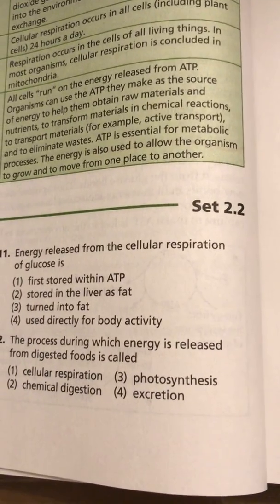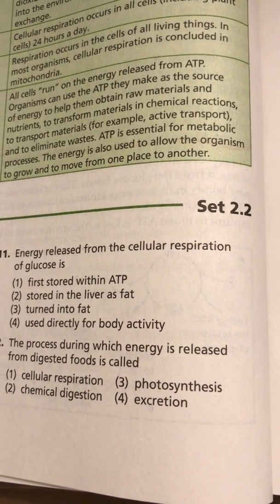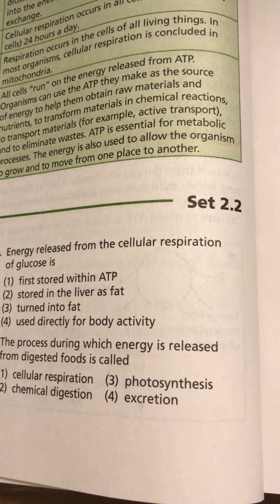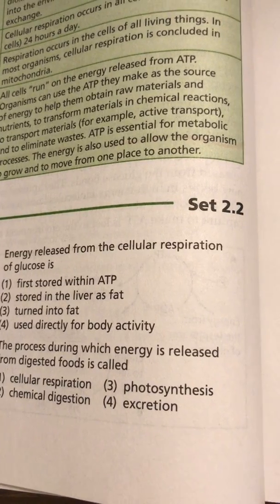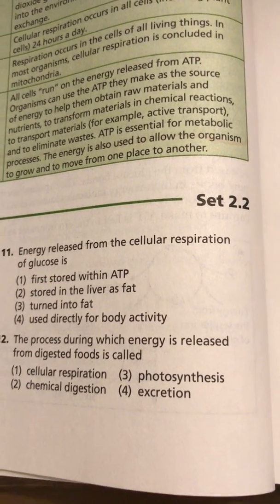Number 11. Energy released from the cellular respiration of glucose is 1. First stored within ATP, 2. Stored in the liver as fat, 3. Turned into fat, or 4. Used directly for body activity.